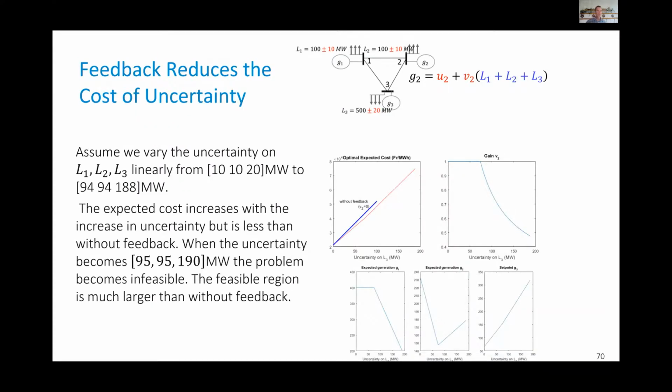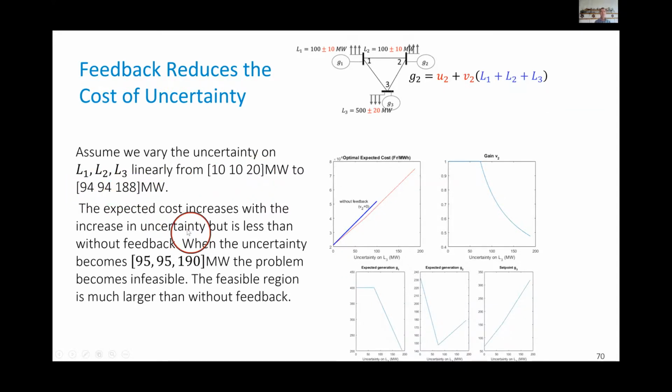To conclude on this, here is what happens if I do exactly the program I mentioned. So with my 63 variables, I solve the problem and I plot the optimal expected cost as a function of the uncertainty on the disturbance. So I did the same thing. I increased the uncertainty linearly from the original bounds I had here to something that increases here.